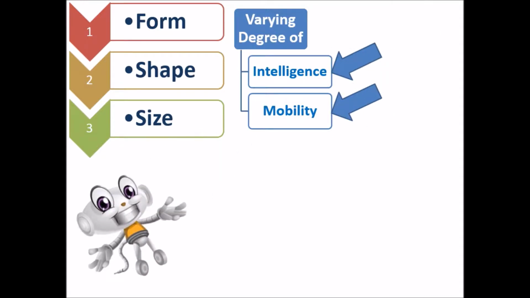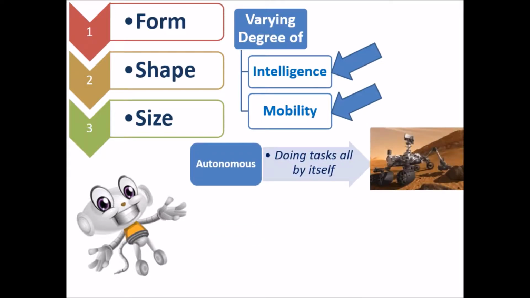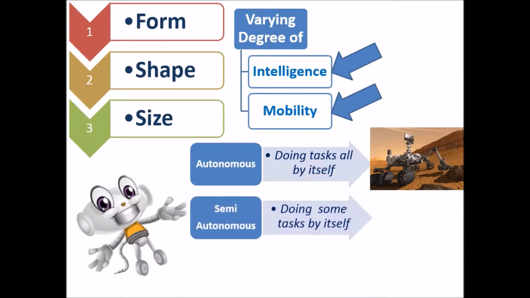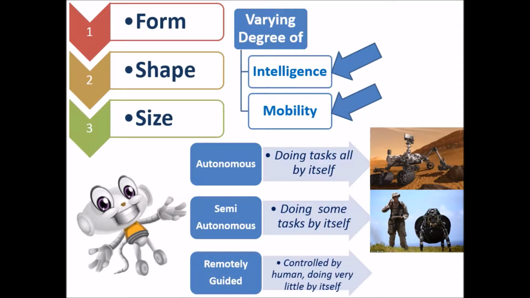Built with different level of intelligence and mobility, a robot can be autonomous, doing tasks all by itself. Semi-autonomous, doing some tasks by itself. Remotely guided, mainly controlled by human, doing very little by itself.